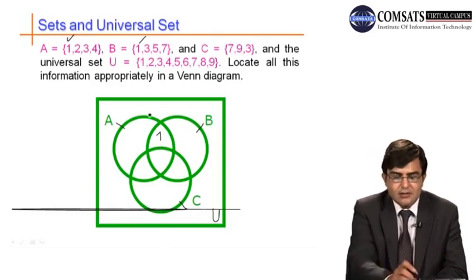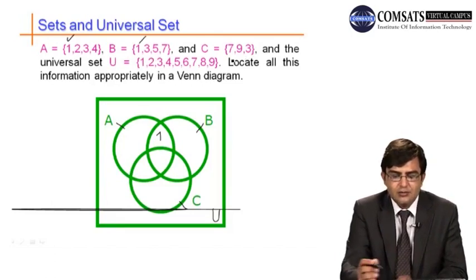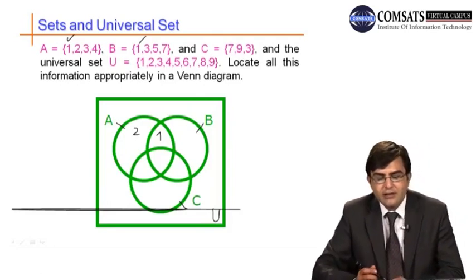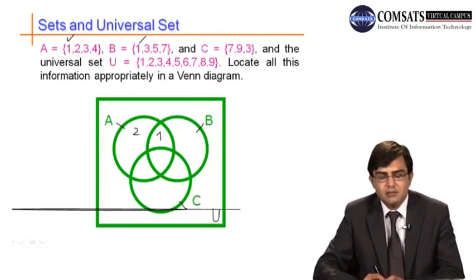So next is 2. 2 is in A, 2 is not in B, 2 is not in C. So 2 is only in A. So 2 will come here where there is no common region of A and B and C.